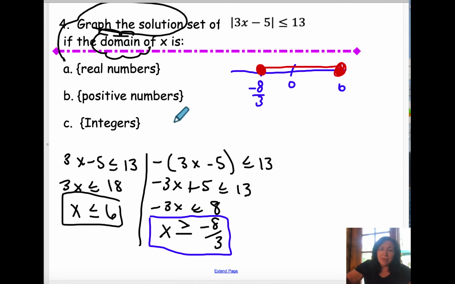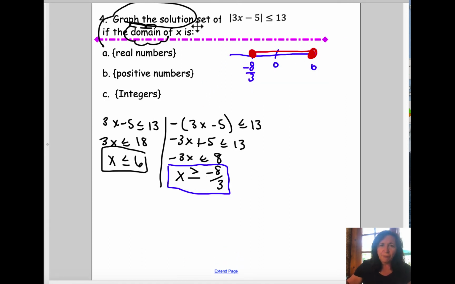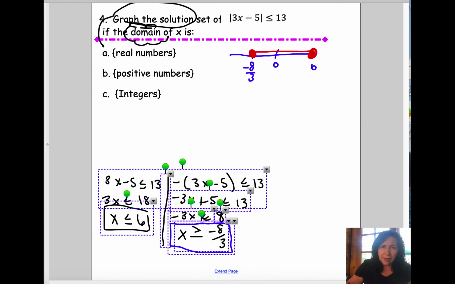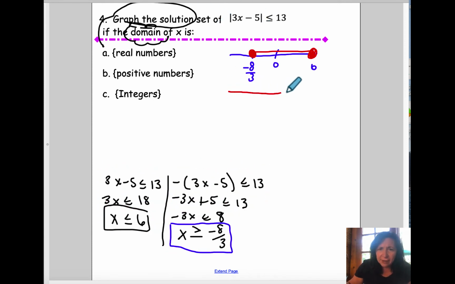Done. But then they're asking me to also graph this for positive integers. So what I'm going to do is move all this down so that I can put my graphs underneath that. My next graph is going to look like this, and I can only talk about positive integers. Now think about this. Here's 0, here's 6, and here's negative 8/3. That is definitely not an integer. It's also not positive. Even though this graph goes from here all the way over to here, they don't want that. They only want positive numbers.